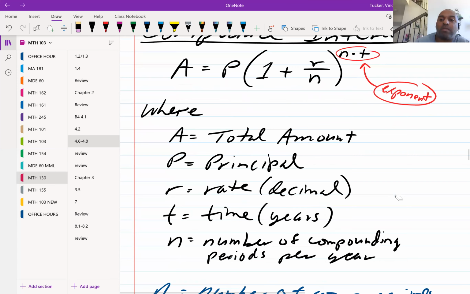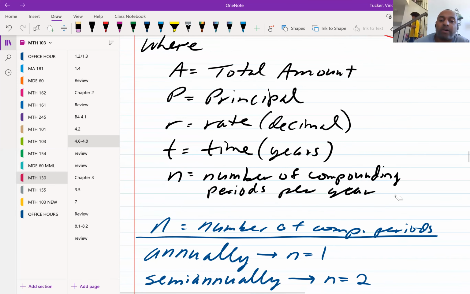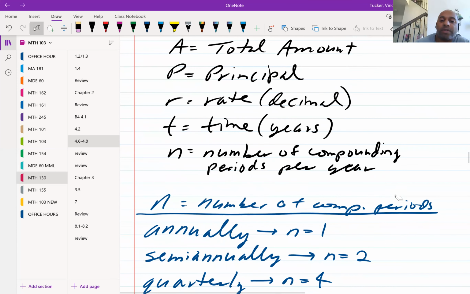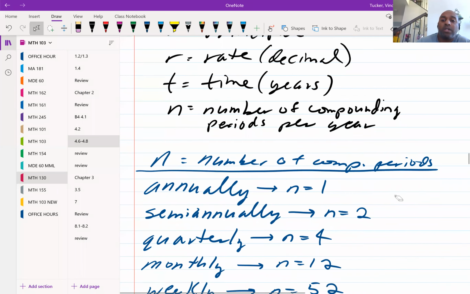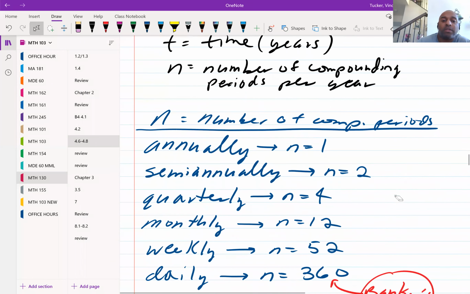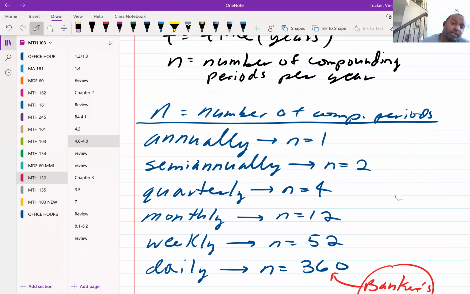All right, you scroll up. So now your compounding periods per year. Now, they're very rarely going to give you a number for that. They're going to give you a keyword. And so your keyword will dictate what the number will be.